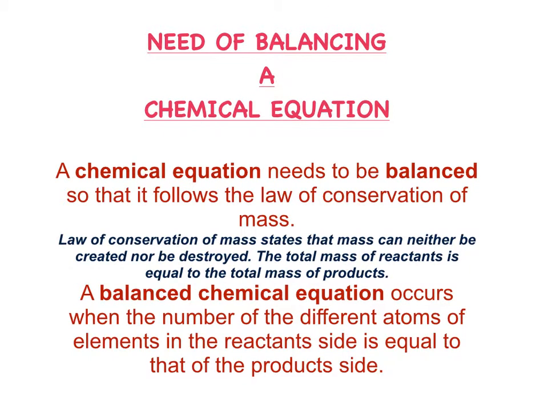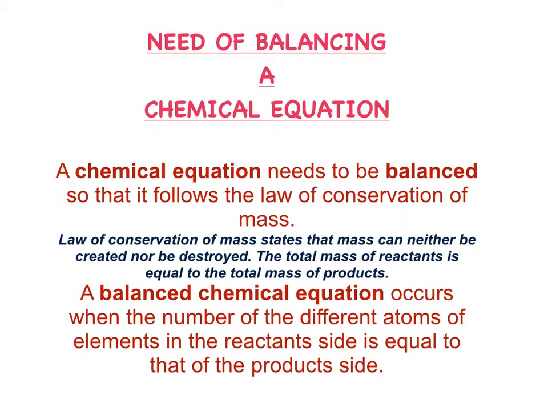So what is the need of balancing a chemical equation? Actually, a chemical equation needs to be balanced so that it follows the law of conservation of mass. The law of conservation of mass states that mass can neither be created nor be destroyed. Also, the total mass of reactants is equal to the total mass of the products. Like both the sides, it should be balanced.